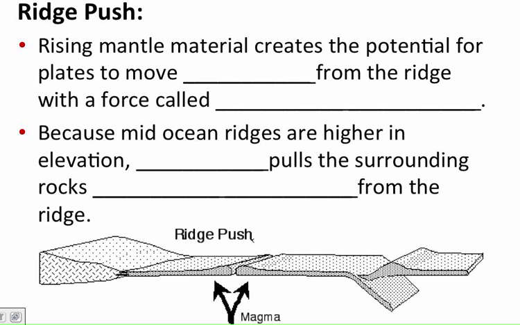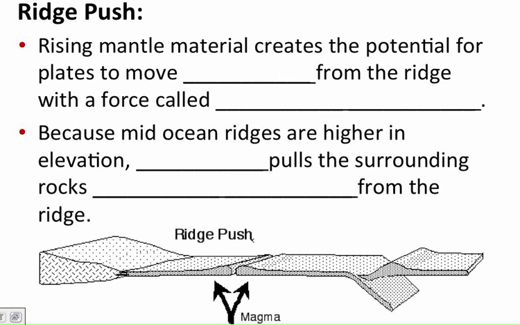Okay, as we flip to the back side here, we're talking about now the two parts of the convection current that really relate to the two boundaries we see on the Earth's surface. Those two parts of the cell are called ridge push and slab pull. Okay, we'll start with ridge push here.